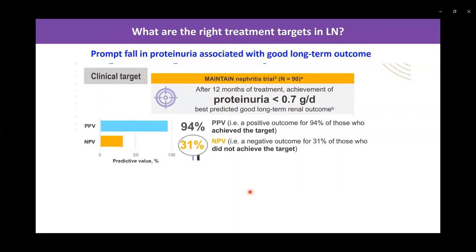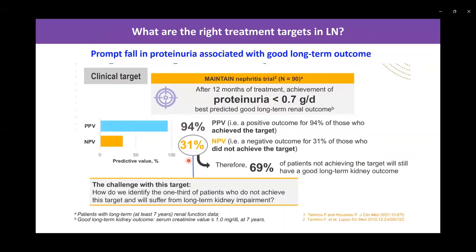In adults, there's a consensus that a proteinuria reduction to less than 0.5 to 0.7 on an early morning spot protein after 1 year of therapy predicts good long-term renal outcome with a positive predictive value of 94%. The problem is that the negative predictive value of this threshold is extremely low at 31%. Now, this means that 69% of patients who did not achieve the target and continue to have high range of proteinuria will still have good kidney outcome.